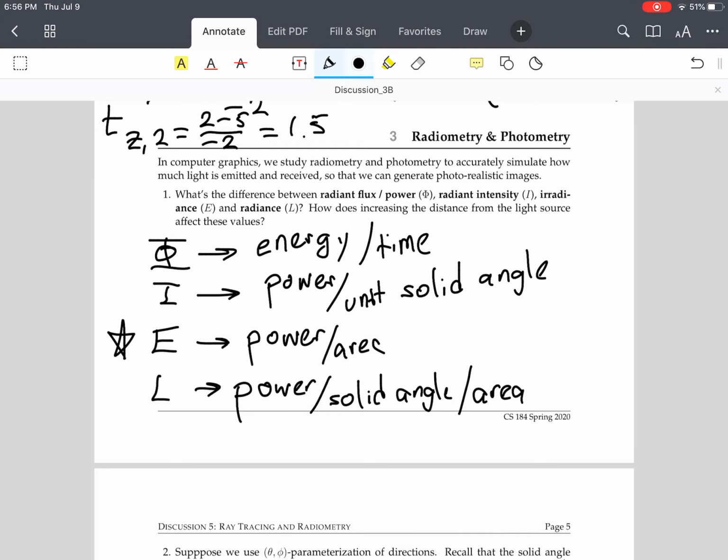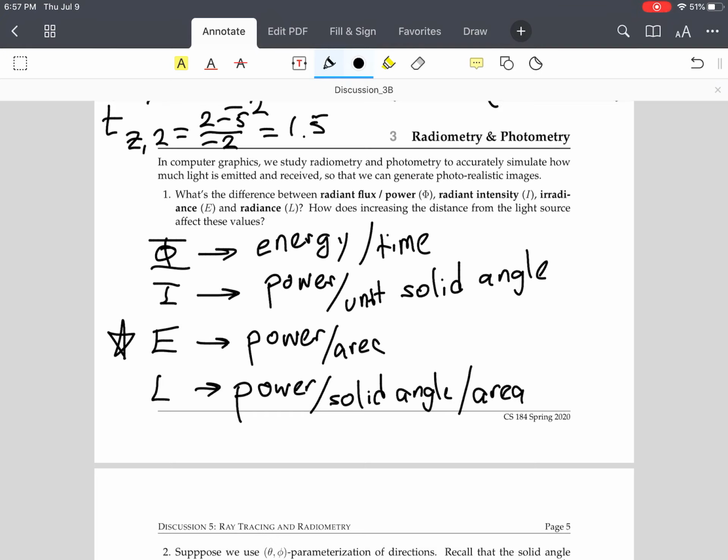Now let's look at the power per unit solid angle, right? So once again, as we increase the sphere's radius, this will also remain the same because of the per unit solid angle, right? The sphere will always have the same 4 pi steradians, so this is going to stay the same. The power per unit solid angle, same power, same solid angle, so it's going to stay the same.